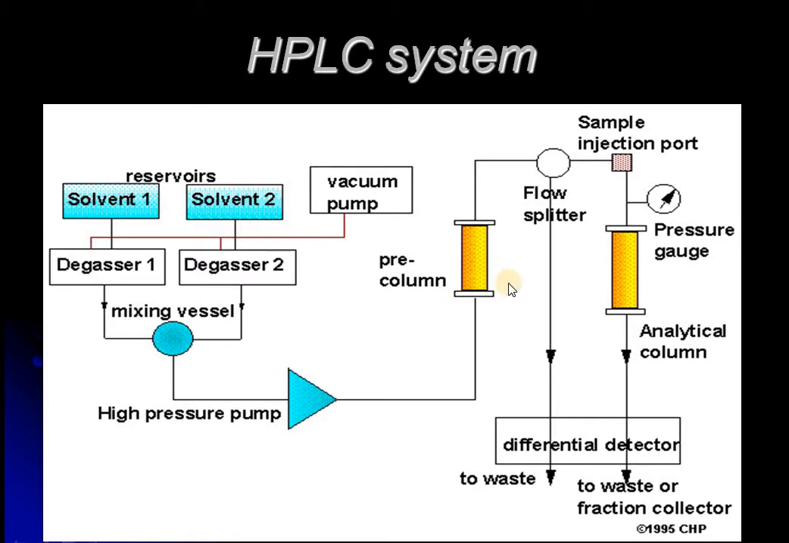This is the pre-column. This column is known as the pre-column, and this is the flow splitter, and this is the pressure gauge, and sample inject port. Here are the sample inject port, analytical column, differential detector. Here is to waste and to waste for fraction collector.